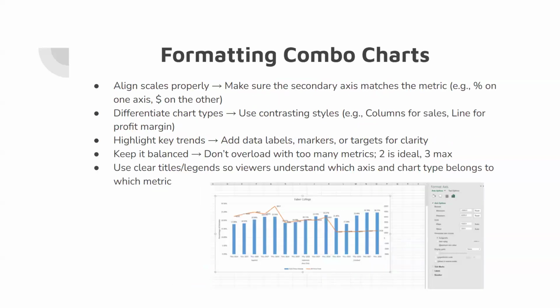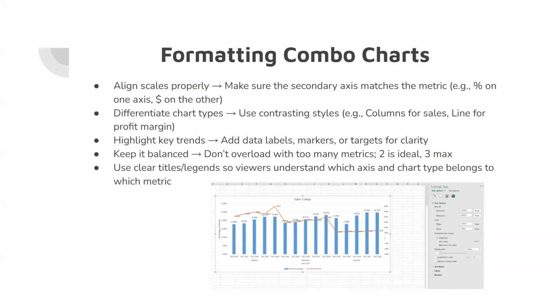Formatting combo charts. Align scales properly. Make sure the secondary axis matches the metric on one axis, number, for example, number on the other. So make sure the axes match each other. Differentiate chart type. Use contrasting styles. So for example, columns with sales and profit margin.